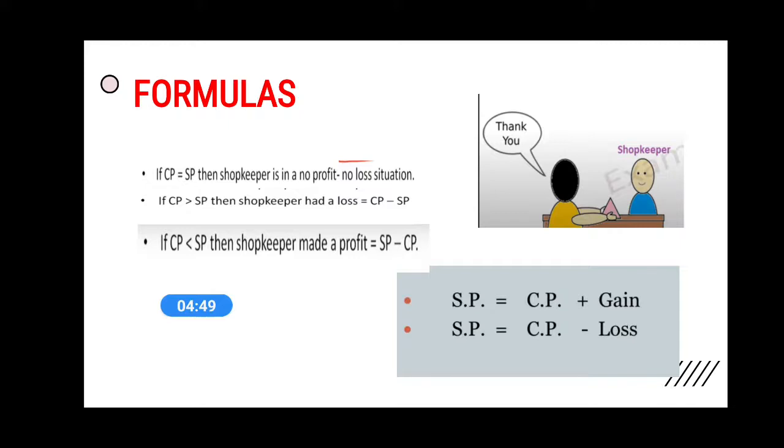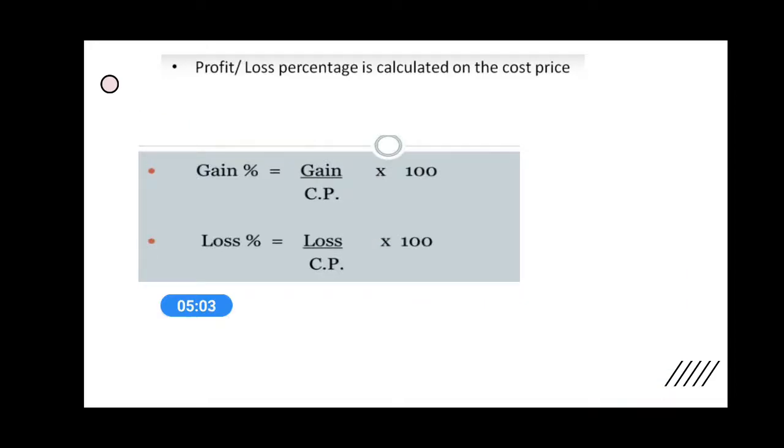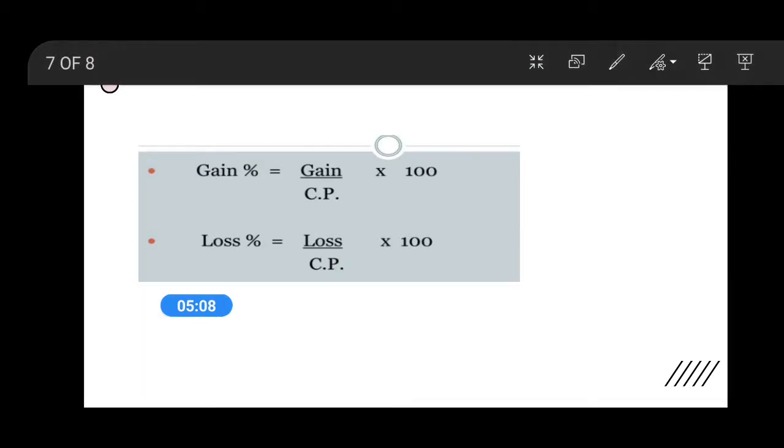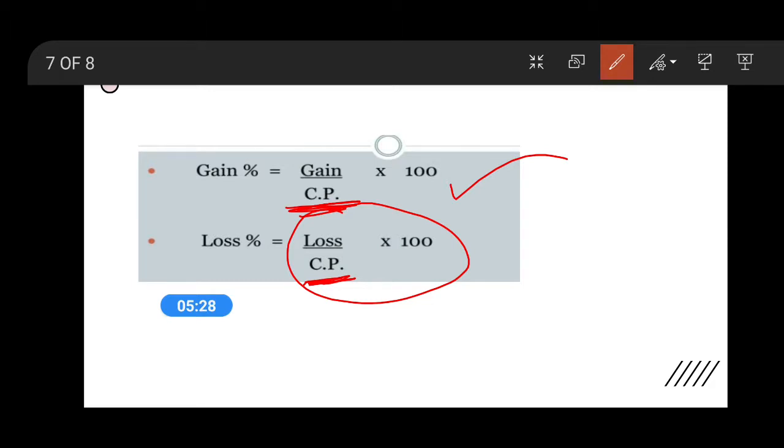We can find out SP with the help of the gain and loss formulas, that is CP plus gain will be equal to SP and CP minus loss is also equal to SP. How will you find out the percentage? This is calculated on the cost price. Gain percent is equal to gain upon CP into 100 in the case of gain, and in the case of loss it is loss upon CP into 100. It is always calculated on CP. That's all for the day.